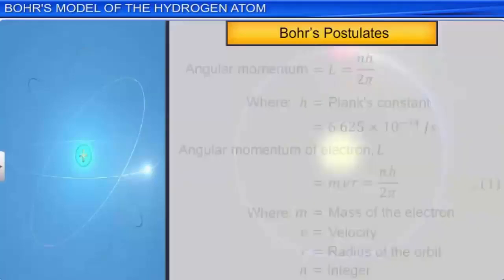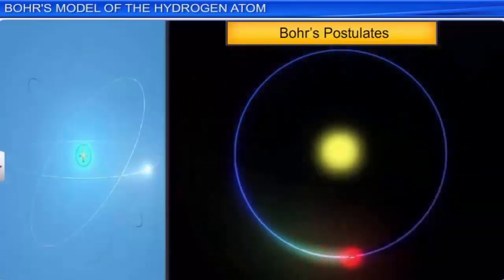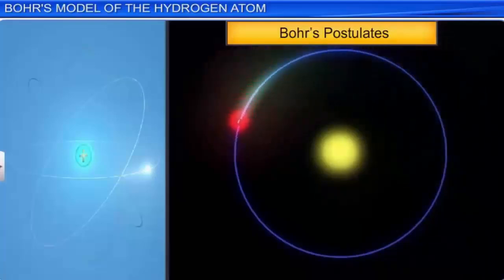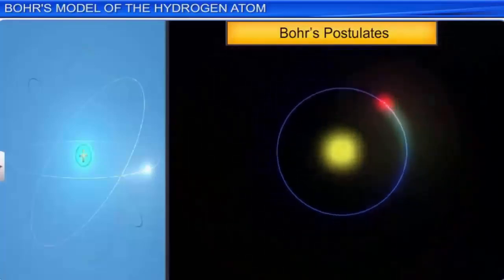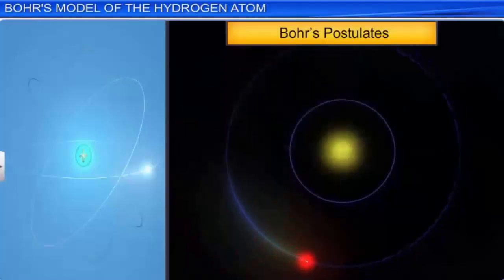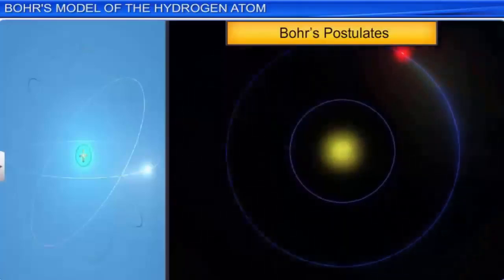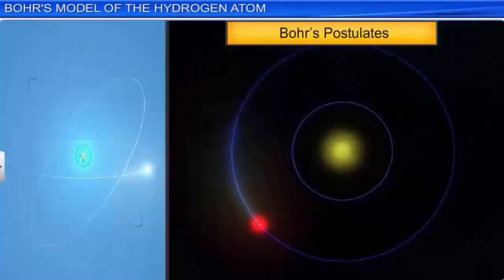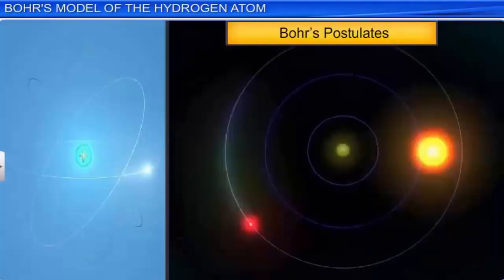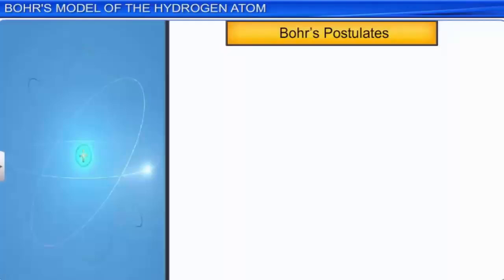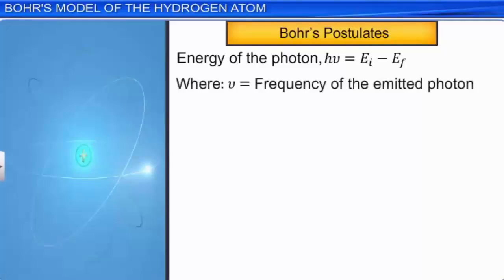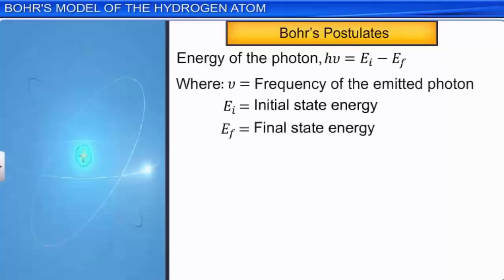According to Bohr's third postulate, an electron might make a transition from one specific non-radiating orbit to another of lower energy. When it does so, a photon is emitted having energy equal to that of the energy difference between the initial and final states. Then, the frequency ν of the emitted photon is given by the relation hν = E_I − E_F. Here, E_I is the initial state energy and E_F is the final state energy of the electron. Let this be equation 2.